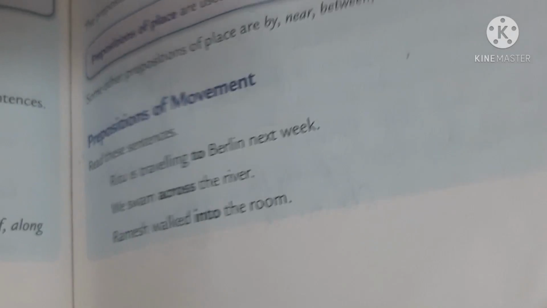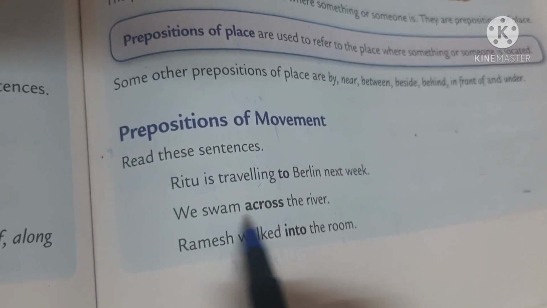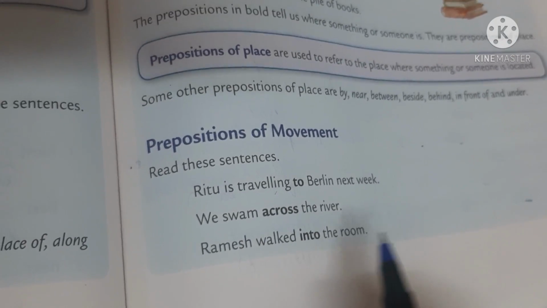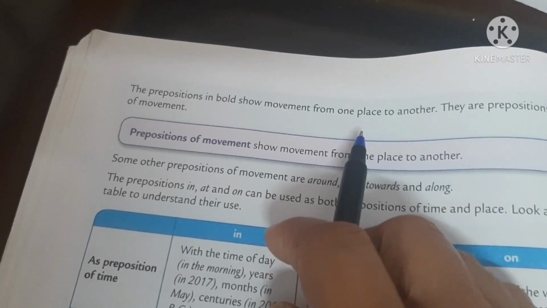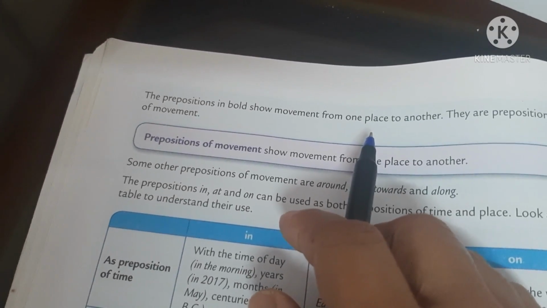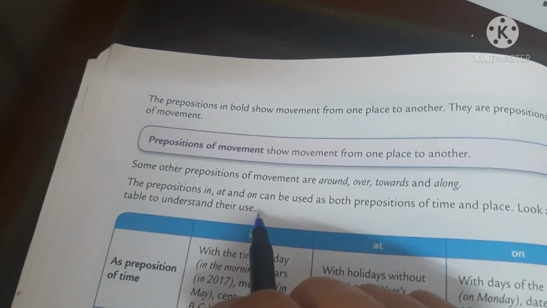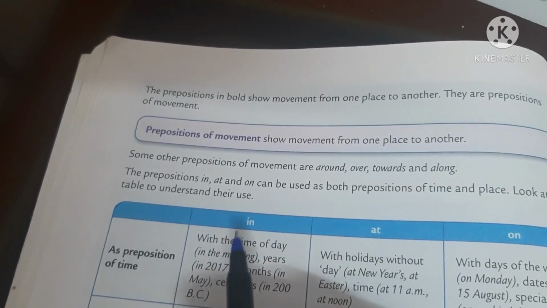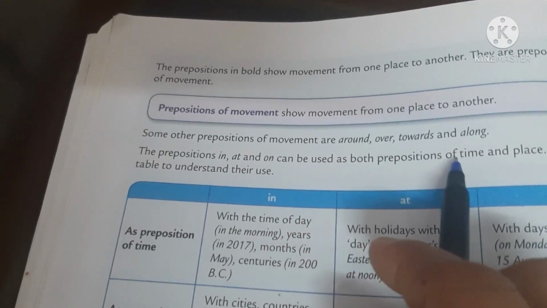From one place to another means movement of Ritu from one place to Berlin. We swam across the river from one place to another here. Ramesh walked into the room. So from the gate to the room. So the movement of any person or thing from one place to another is called preposition of movement. Some other prepositions of movement are around, over, towards, along. The prepositions in, at, on can be used as both prepositions of time and place.